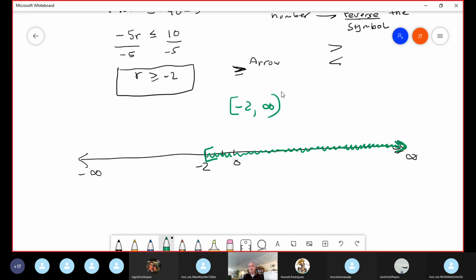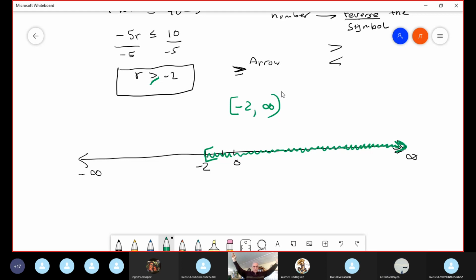And infinity, when the solution involves infinity or negative infinity, you always put a parenthesis, because infinity you never reach. Infinity is too far, and you never touch it physically. When it's numerical, yes, you can touch or not, depending: if you have an equal sign, bracket; no equal sign, parenthesis. More clear now?